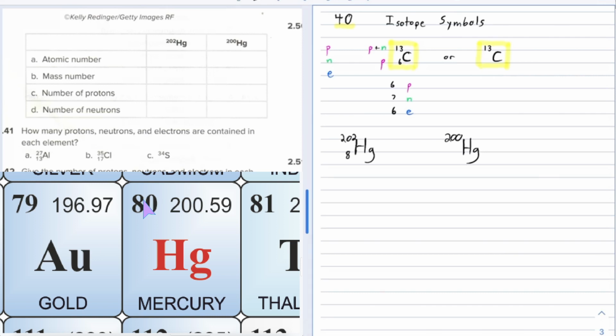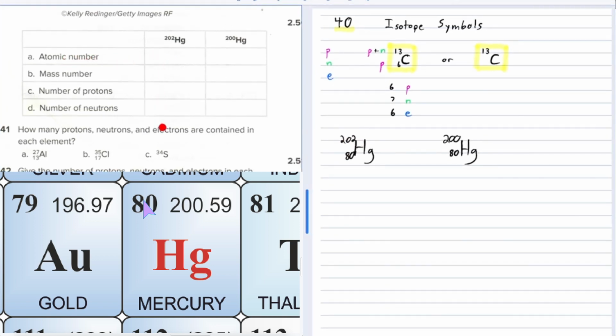It's not needed, but we can put it there. Because anytime you have mercury, its atomic number is 80. These two are synonymous. Now remember, the top number is protons plus neutrons, and the bottom number is protons. So to fill out this table right here, the bottom number is protons, and protons is the same thing as atomic number.